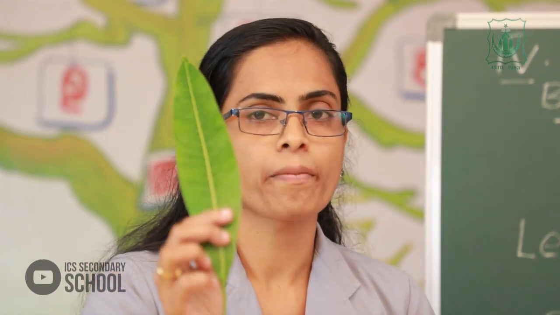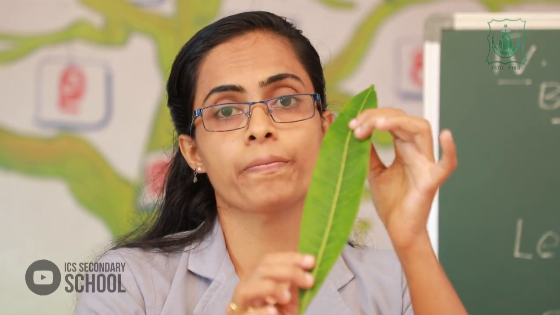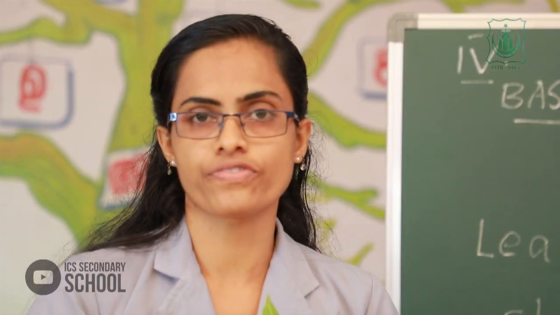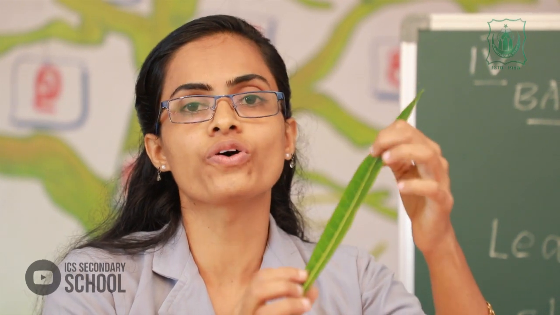The leaves of a mango tree. What is the difference between the upper surface and the lower surface? The upper surface is usually greener than the lower surface. What is the reason? Because the upper surface has more chlorophyll. Clear? All of you clear? Okay.